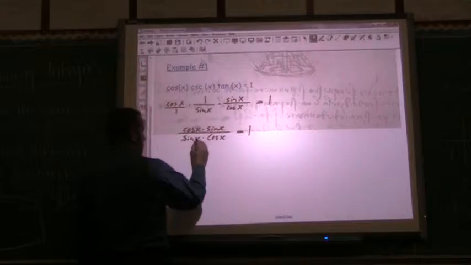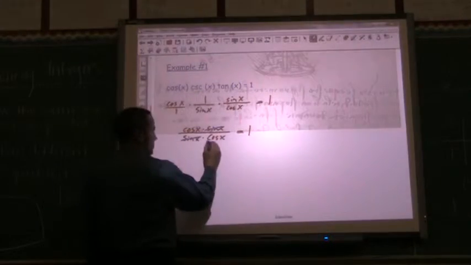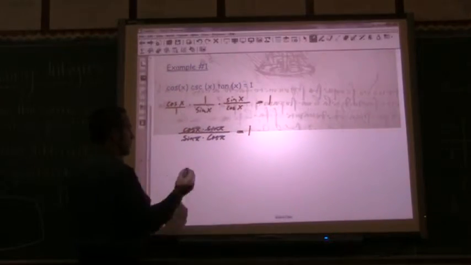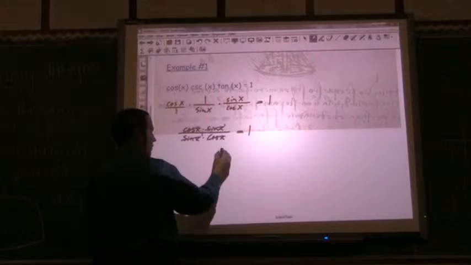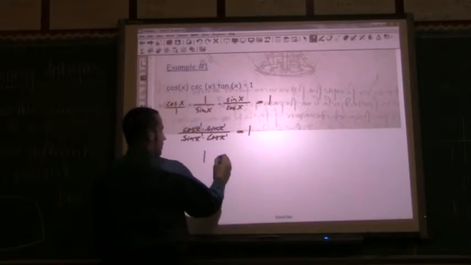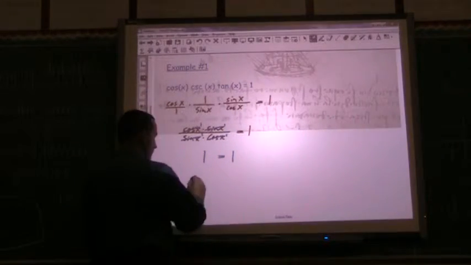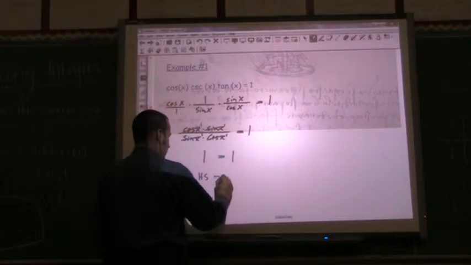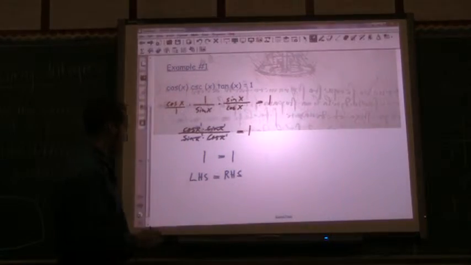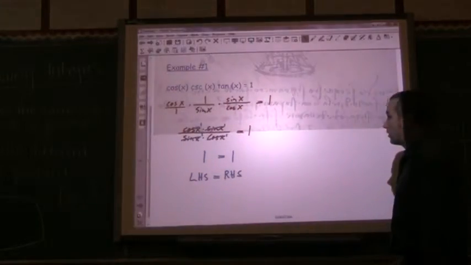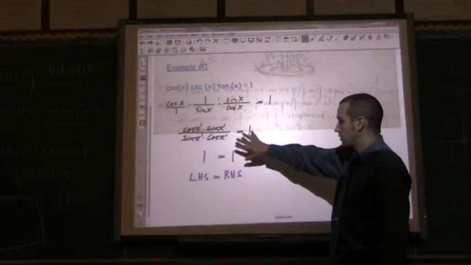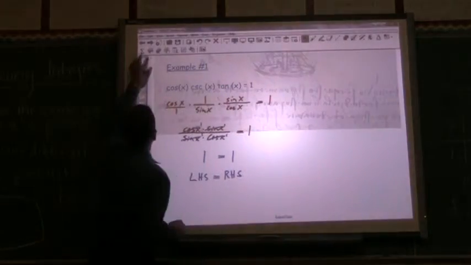I've got a sine x both top and bottom, and a cos x both top and bottom. Anytime you cancel, a lot of times people don't realize that what you're left with is 1. Here and here, here and here. So I've got 1 over 1, which is just 1, and the right side is 1. So now I have the left-hand side equals right-hand side. So therefore I proved my identity. Okay. So there you go. I just had to turn everything in terms of sine and cos, do some algebra, and then one side equals the other. So we'll do a second example.